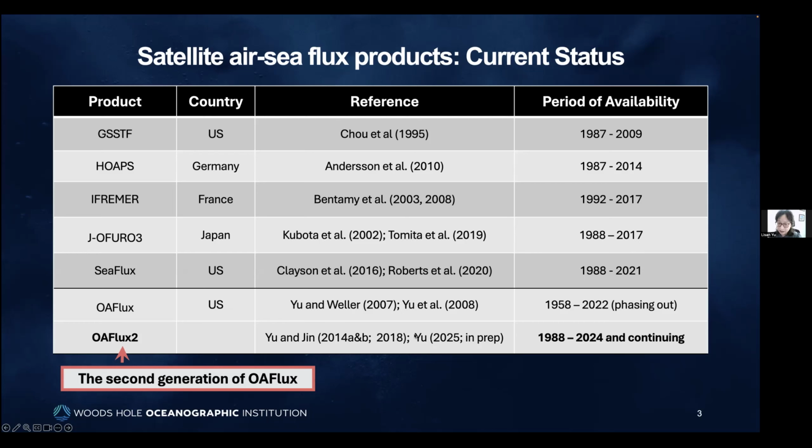We are also phasing out the first version, as we are putting a lot of effort right now into developing a second generation of the products, which have a better resolution and a better algorithm for retrievals. The period is for the satellite era from 1988 to now, which we produced at the end of last year and still continue production.